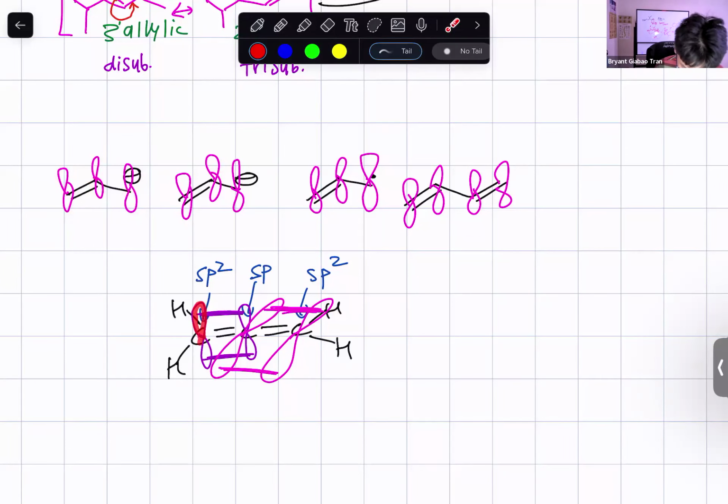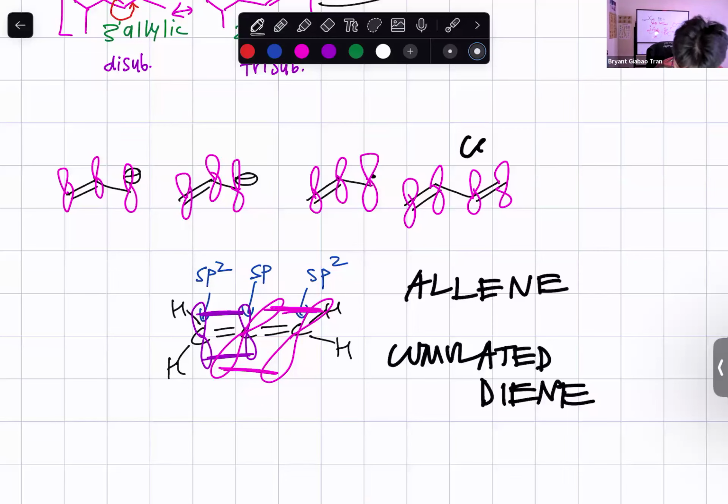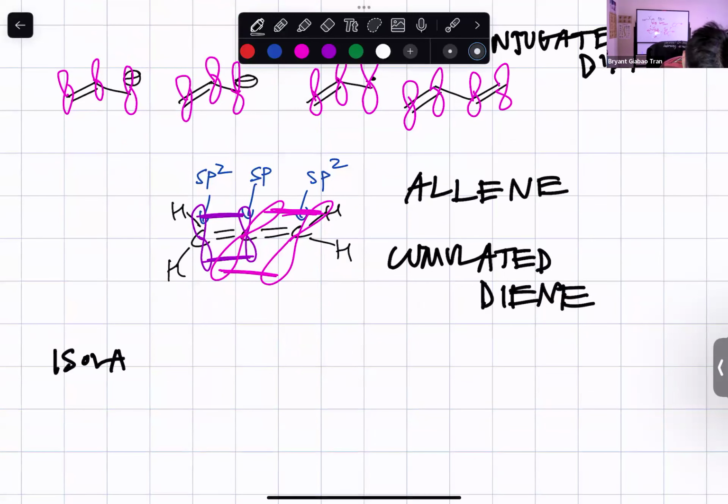The most parallel thing we have is like the 2 p orbitals here making that double bond. So this is called an allene functional group or accumulated diene, not conjugated diene, right? And this is a conjugated diene right here. Conjugated diene. An isolated diene is when there's no conjugation at all.